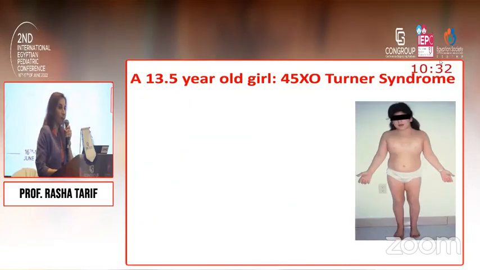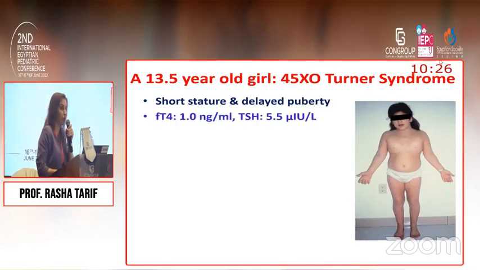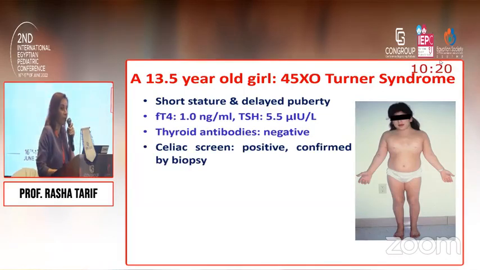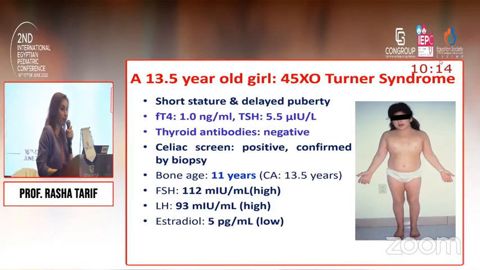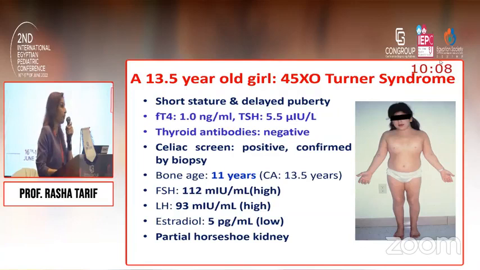What about this 13 and a half year old girl with 45X Turner syndrome? She's short with delayed puberty. TSH is 5.5, high normal. And the T4 is normal. Antibodies are negative. The girl has celiac disease, confirmed by biopsy, ultrasound shows horseshoe kidney, and she has hypergonadotropic hypogonadism with delayed bone age.